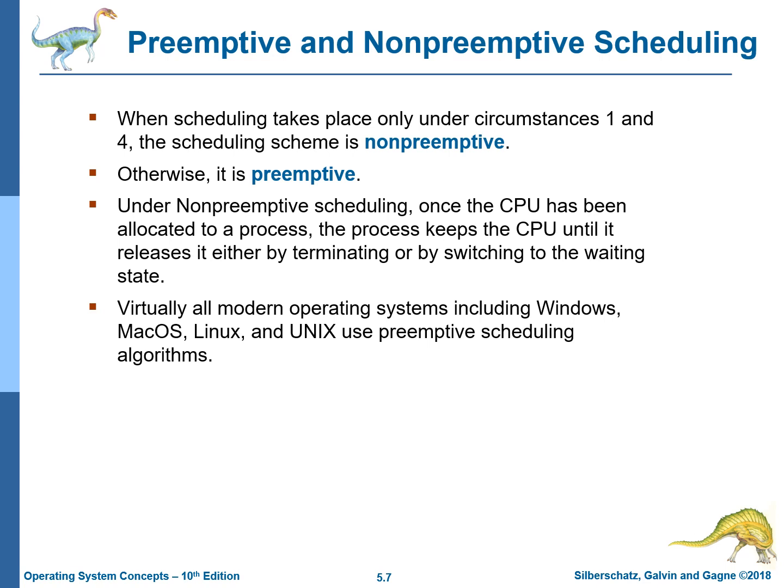Preemptive and non-preemptive scheduling. When scheduling takes place only under circumstances 1 and 4, the scheduling scheme is non-preemptive. Otherwise, it is preemptive. Under non-preemptive scheduling, once the CPU has been allocated to a process, the process keeps the CPU until it releases it either by terminating or by switching to the waiting state. Virtually all modern operating systems, including Windows, macOS, Linux, and Unix, use preemptive scheduling algorithms.